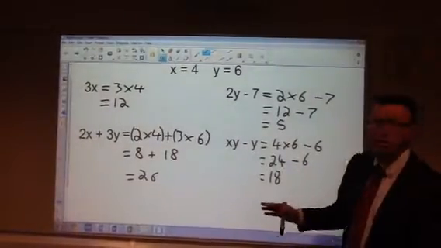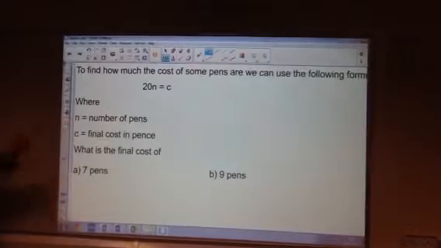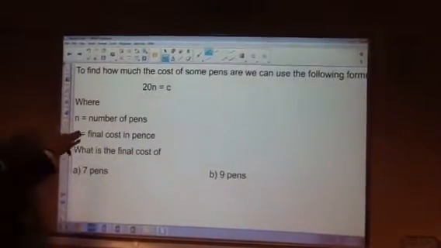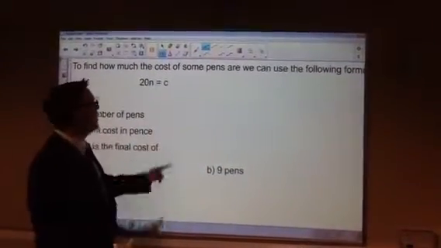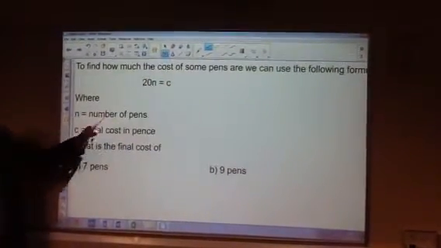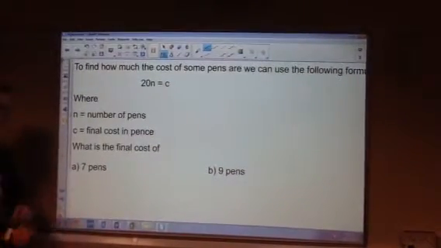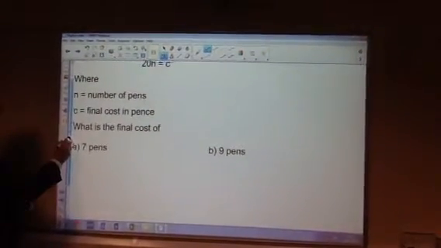So that's basic substitution. But what they could do is they could give you a little bit more complex. They could give you a formula. To find out if someone's costing some pens, we can use the following formula. 20n equals c, where n is the number of pens, c is the final cost in pence. Now using a formula is just the same. We shouldn't really be doing anything differently.